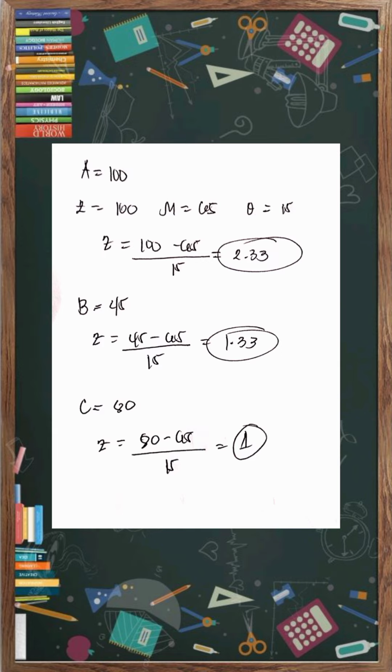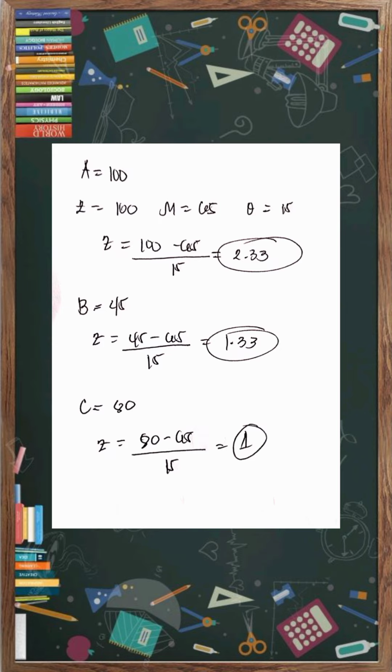So, unahin natin yung 100. Z equals 100. Ito yung z-score niya. Then, ang M ay 65. Ito yung mean. Then, ang standard deviation niya ay 15. Z equals 100 minus 65 over 15. Ang sagot niya sa number 1 ay 2.33.